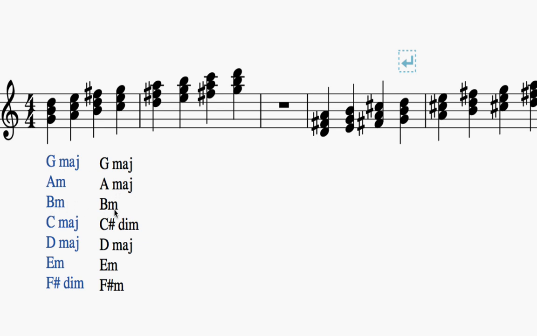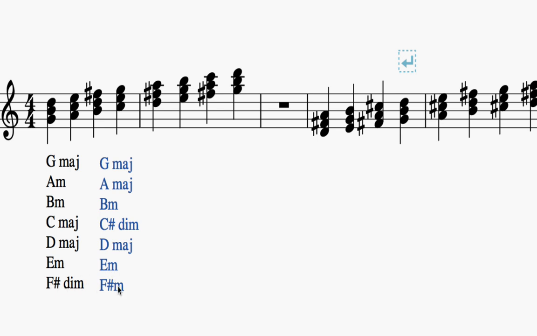B minor is the same. C major, now remember, C is the sharp that's added. So there is no C major or minor in the key of D. It's C sharp, and it's going to be diminished. So that one we'd probably want to avoid, because we always avoid the diminished chord in most kinds of songwriting type applications. D major is going to be the same, E minor is the same, and F sharp was diminished, now minor.